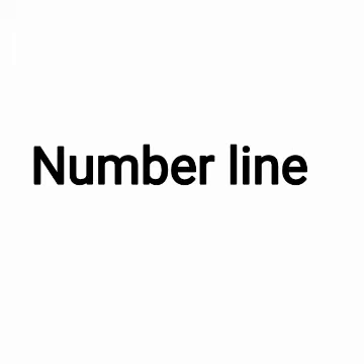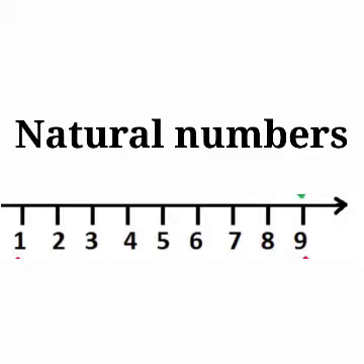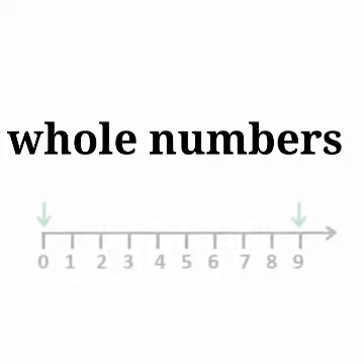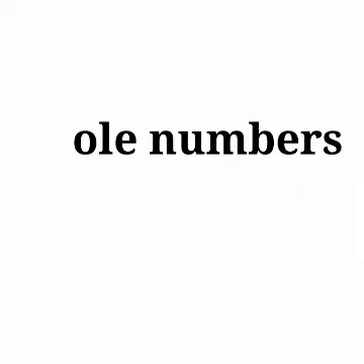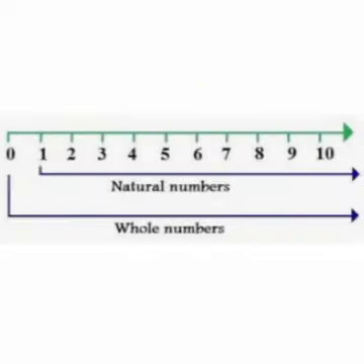On the number line, in natural numbers, the line extends infinitely only to the right side of 1. In whole numbers, the line extends infinitely to the right but from 0. There are no numbers to the left of 0. So, natural number will start from 1 and whole number will start from 0.